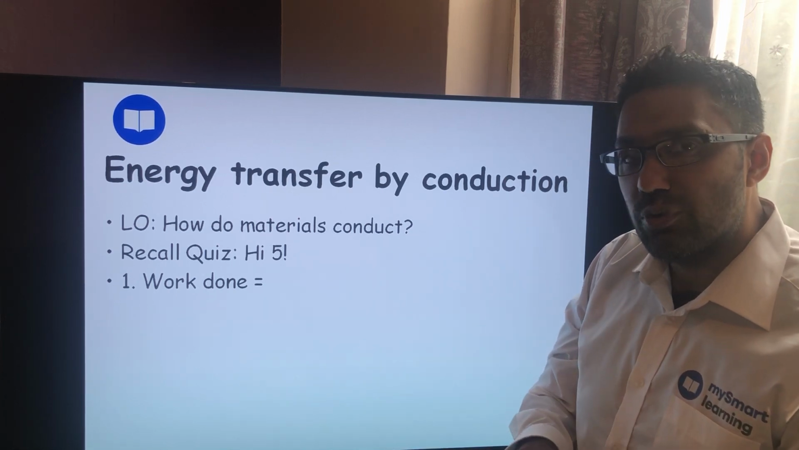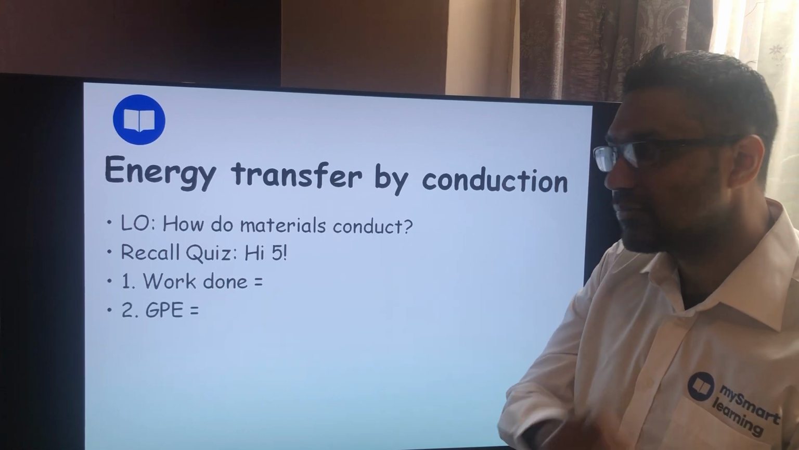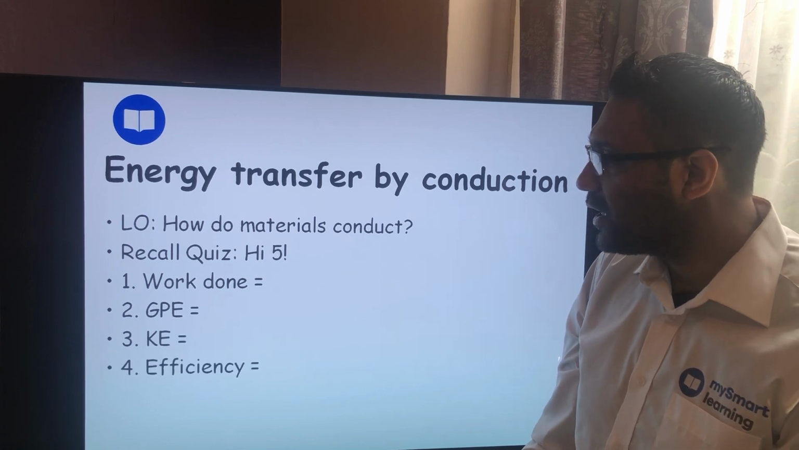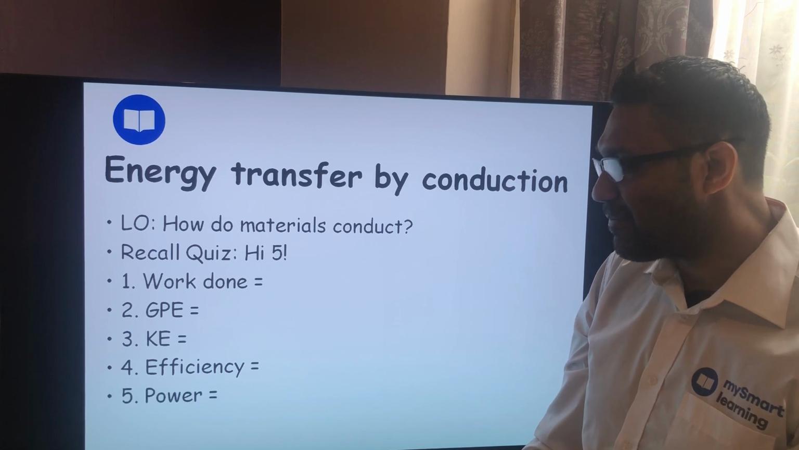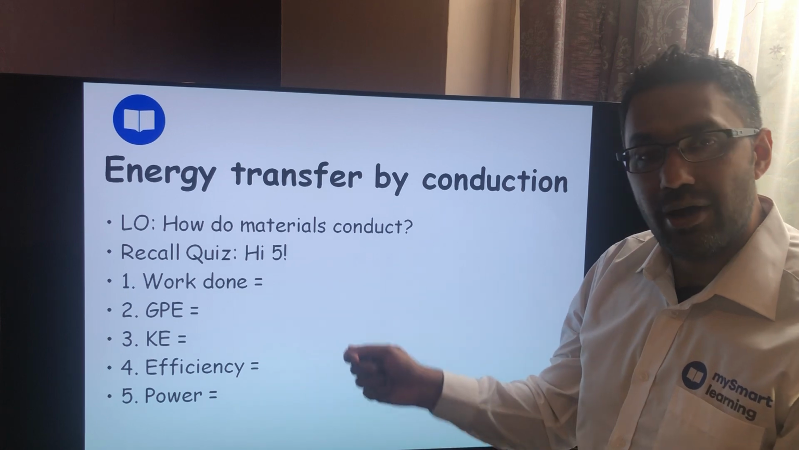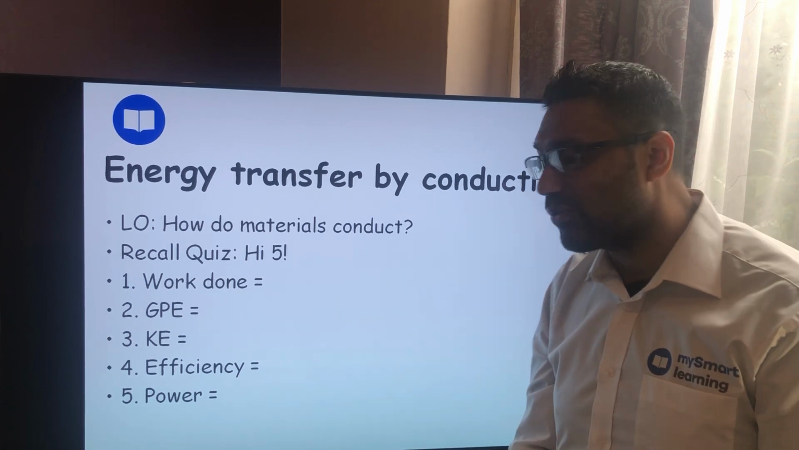So what's the formula for work done is question 1. Question 2, GPE equals. Number 3, KE equals. Number 4, what does efficiency equal? And number 5, power equals something. Okay, pause the video, have a go at answering those questions, and if you're ready, you can unpause now and we'll go through the answers.